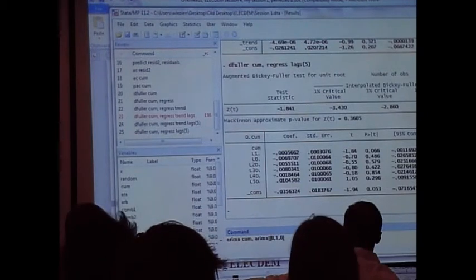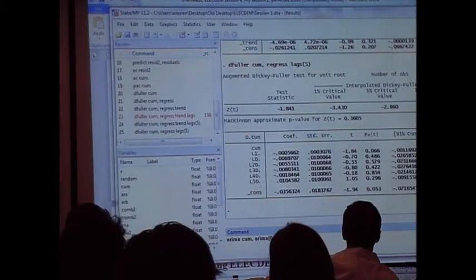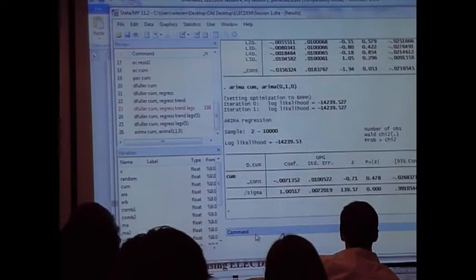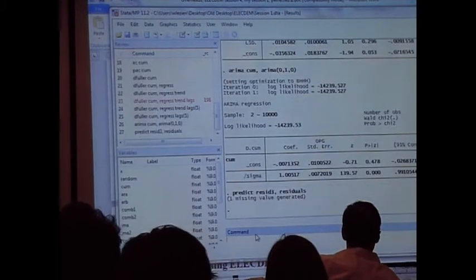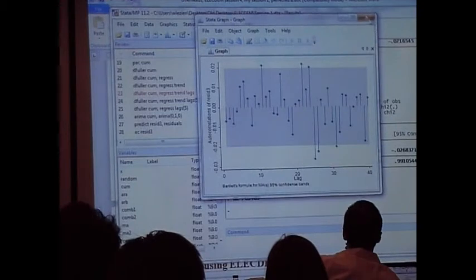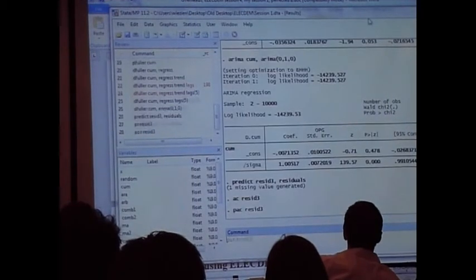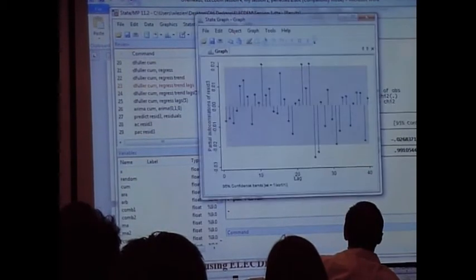Yeah, we did that. So what do we do? We predict the residuals, right? Want to look at that? Remember, all we have to do is predict resid, 3, residuals. And then we just do the same thing, right? AC, resid 3. Nothing. PAC, resid 3. Nothing.